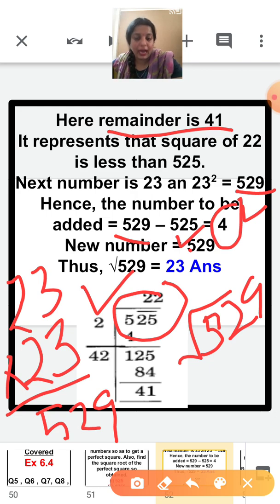So for that we find out the square of 23. 23 square is 529. We need to find the difference between both of them. We have 525 and the perfect square is 529. We subtracted and got 4. So 4 is the number we need to add to the existing number so that it becomes a perfect square. I hope you are getting my point.